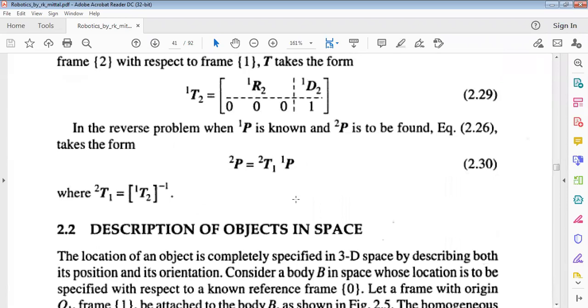This is for the reverse problem. In the reverse case, this is the equation.